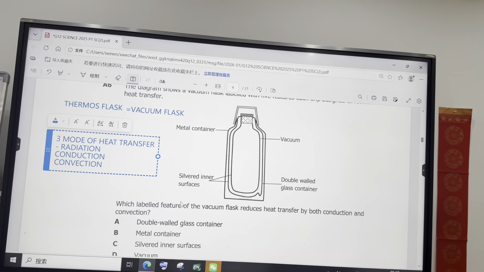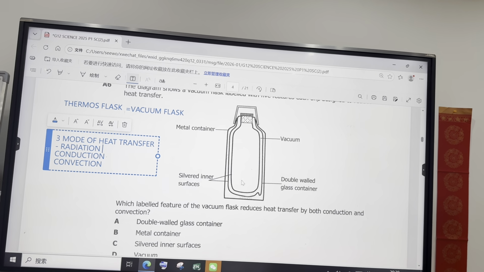So the question says, which one prevents heat loss by conduction and convection? What we know is that we have a liquid there. So what is the purpose of the silvered walls? You have these double silvered walls. Most of the times they are silvered. So what's the purpose of the double silvered walls?